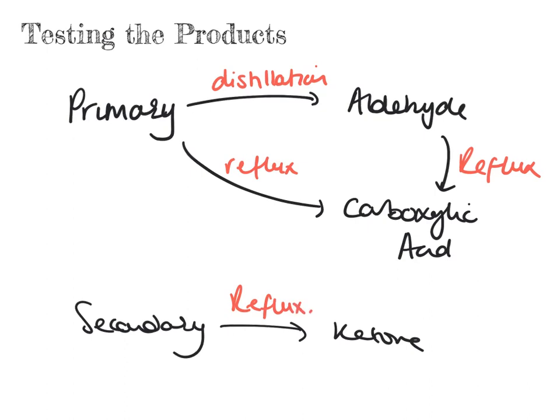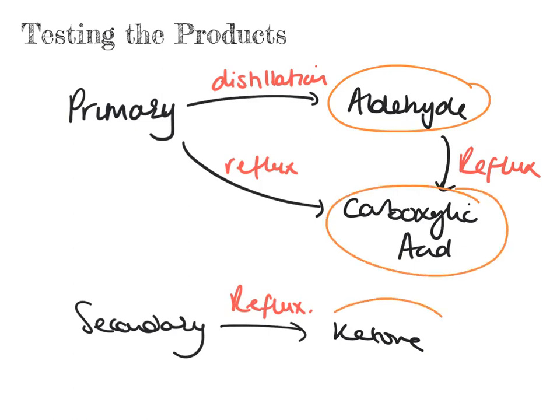Now you need to be able to test for these products: the aldehyde, the carboxylic acid, and the ketone. Now I'm going to focus on the aldehyde and the ketone because you're going to do a practical on testing for aldehydes and ketones. So what I've done is I've taken some slides from a previous tutorial, and you're going to watch through those next as to how you test for an aldehyde and a ketone. So make sure that you're making your tutorial notes on the next part as well.